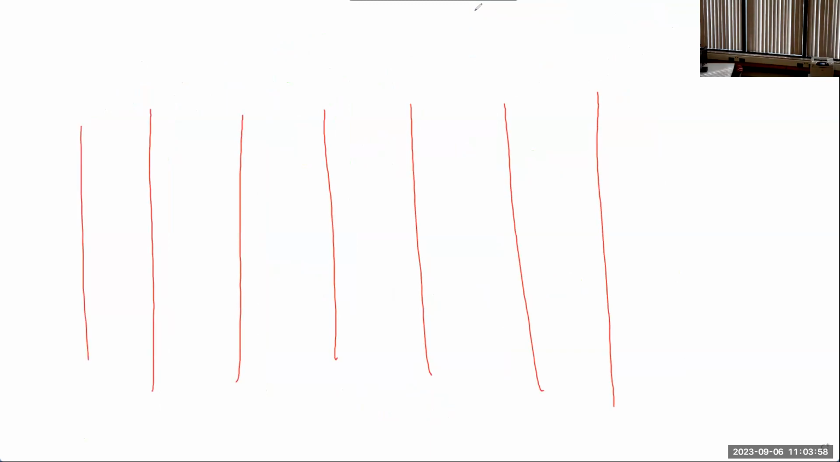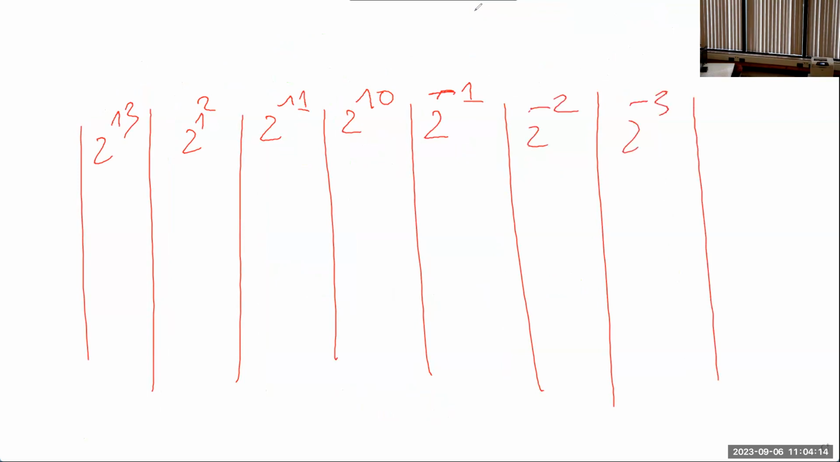Now for the binary, this one is 2 raised to the power 0, 2 raised to the power 1, 2 raised to the power 2, and 2 raised to the power 3. This one is 2 raised to the power -1, 2 raised to the power -2, and 2 raised to the power -3. That's it. Now what happened here? 2 raised to the power 0, you have 1. This one column value is 2, this one 4, this one 8 here.